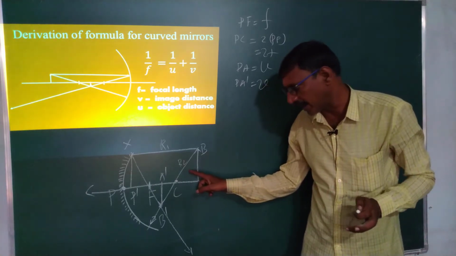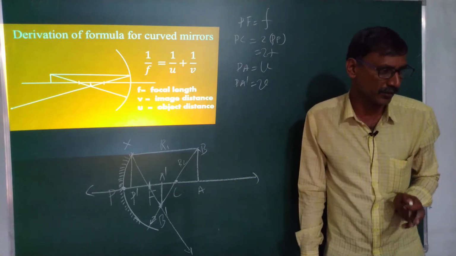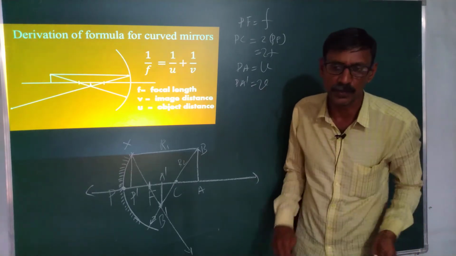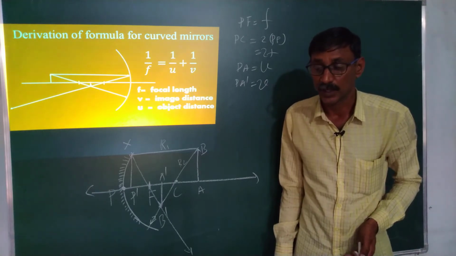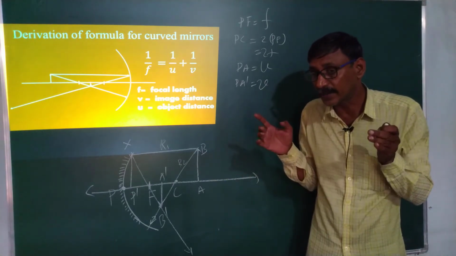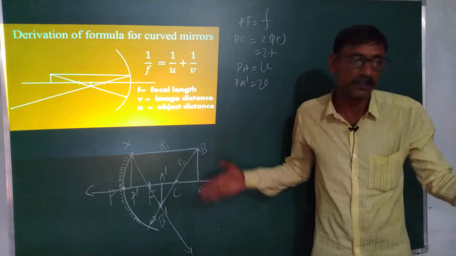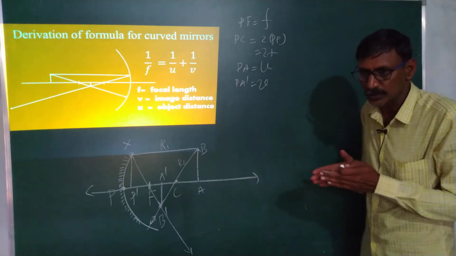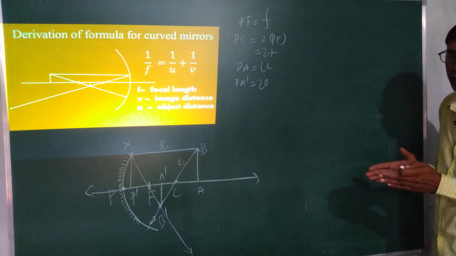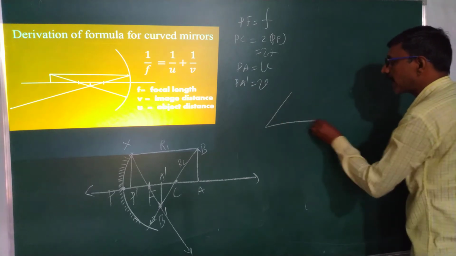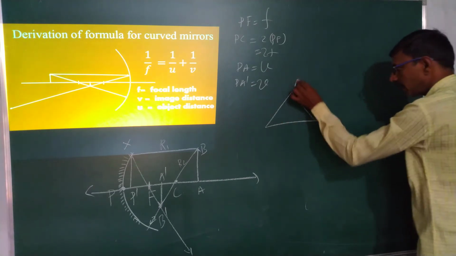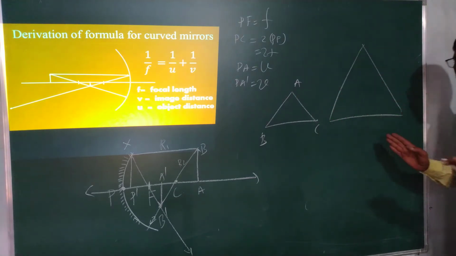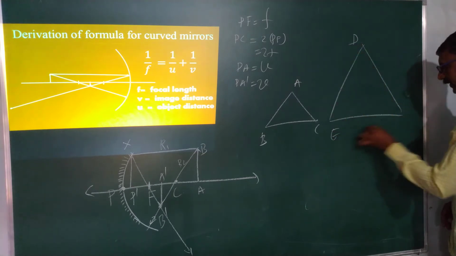Suppose this is my one triangle and this is my other triangle. These two triangles are similar. If two triangles are similar, corresponding angles are equal and corresponding sides are in proportion. The properties of similar triangles help us to prove this. First we are going to see the basics of similar triangles. Suppose this is my triangle ABC, and this is my one more triangle, DEF.